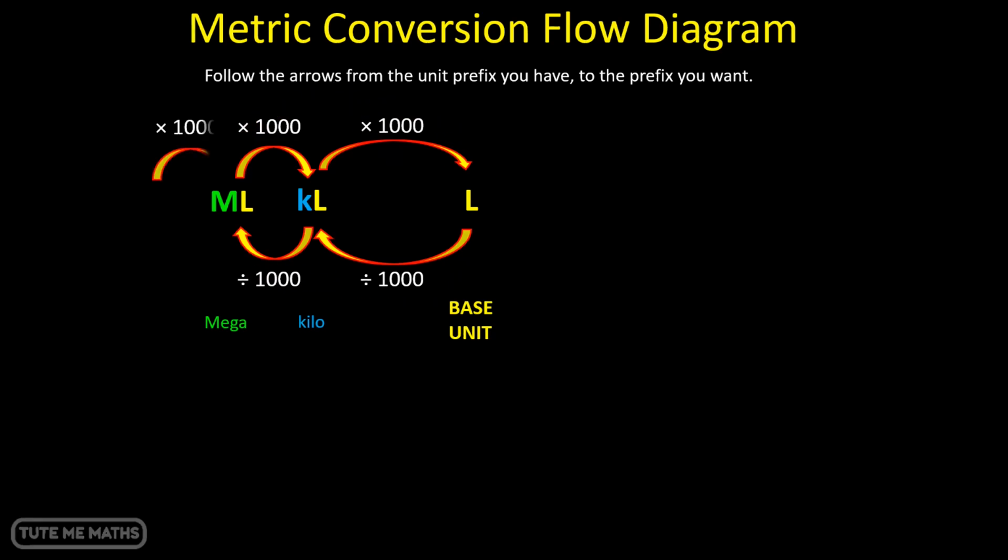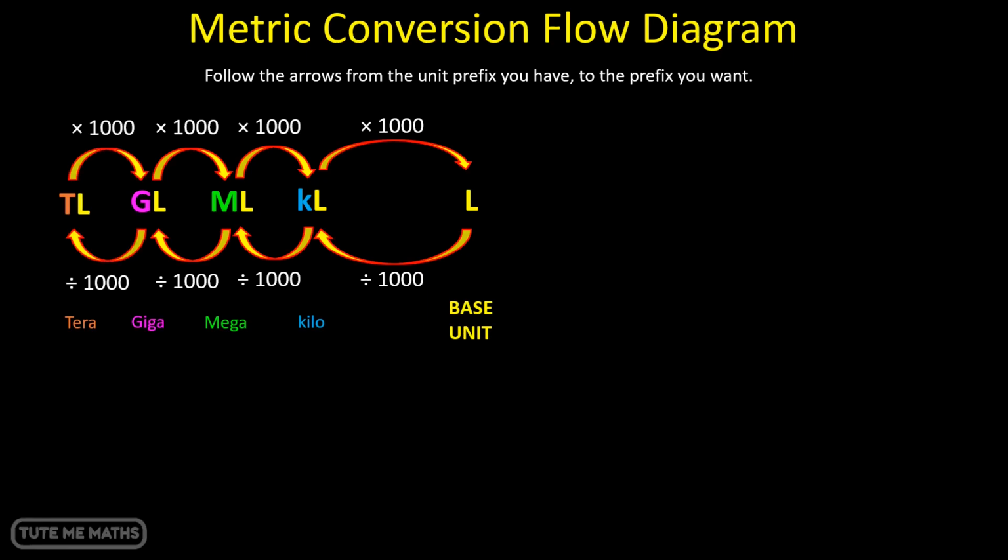The next prefix is giga, which means 1000 times larger than mega. It means 1 billion of the base unit. Then tera, which means 1000 of the giga prefix and literally 1 trillion of the base unit. We won't go past tera in this flow diagram, but it's easy enough to add any larger prefix as the need arises. Peta comes next and is simply 1000 times larger than the tera prefix, and so on.